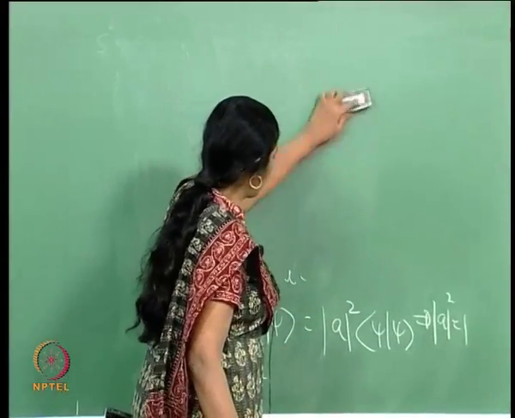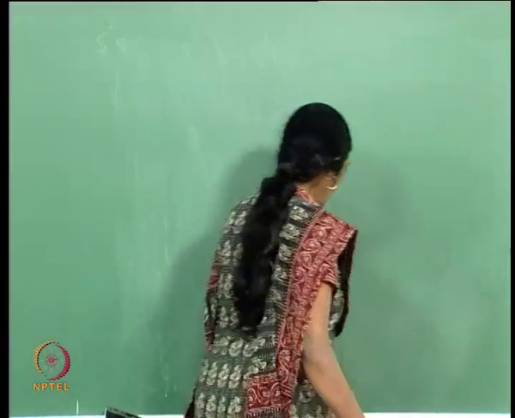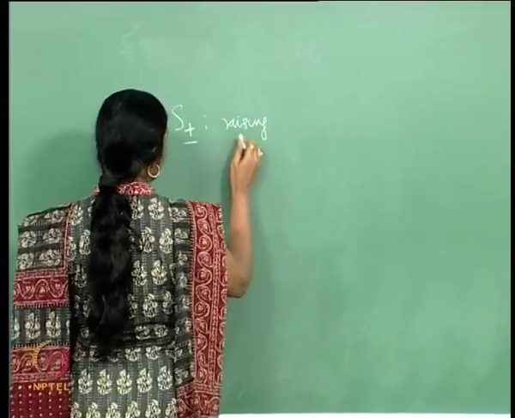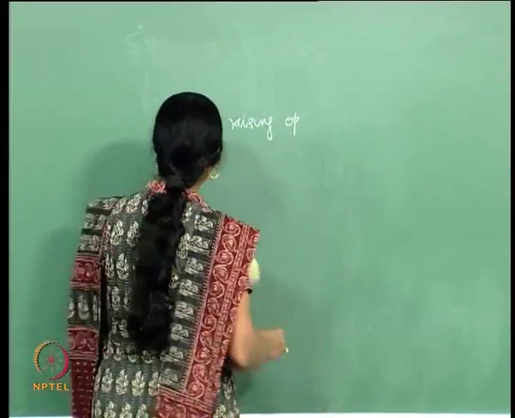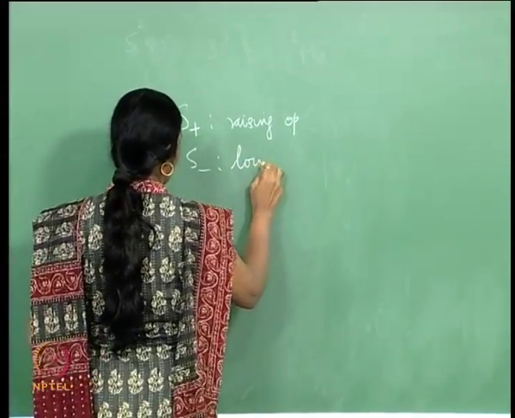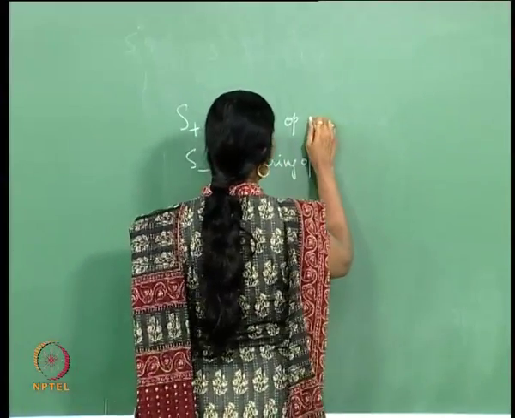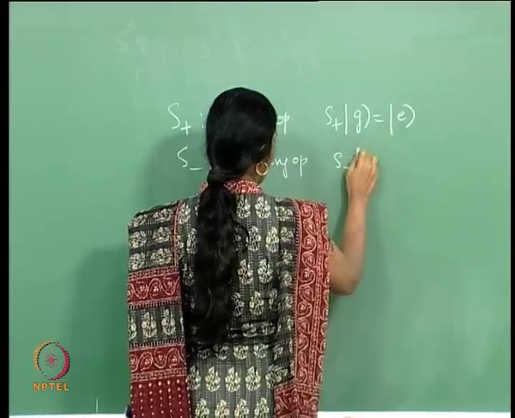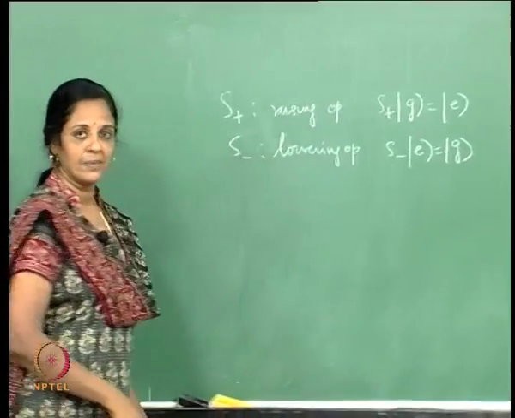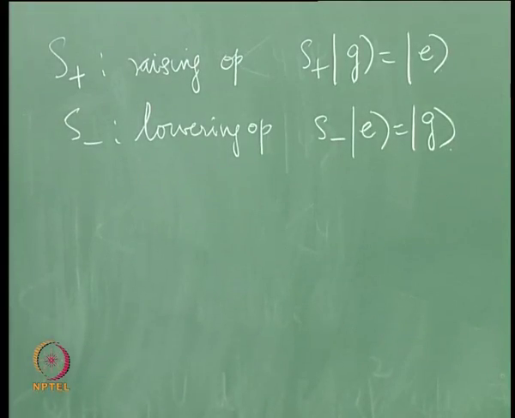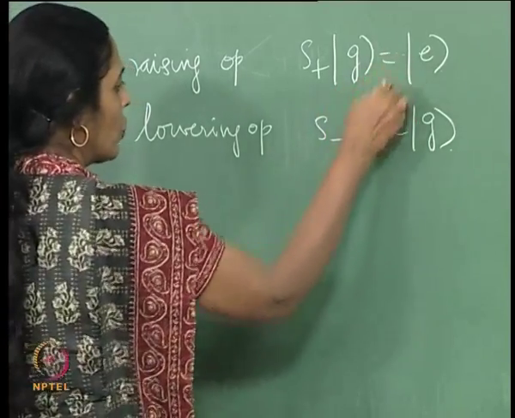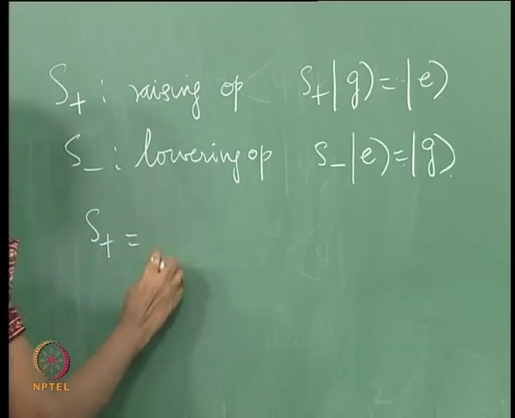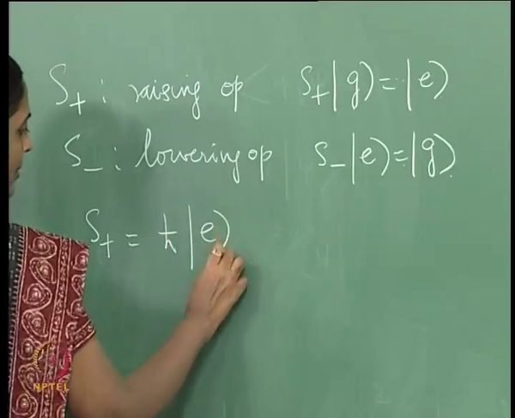We also have non-Hermitian operators in quantum mechanics, which do important jobs, as for instance S plus and S minus. They were the raising and lowering operators. S minus was a lowering operator. In the context of the atomic system, because S plus on the ground state of the atom took it to the excited state, and S minus on the excited state of the atom gave us the ground state. We can easily find out the physical significance of the coefficients here. If you go back to the two level atom problem, you will see that S plus was defined as ħ |e><g|.